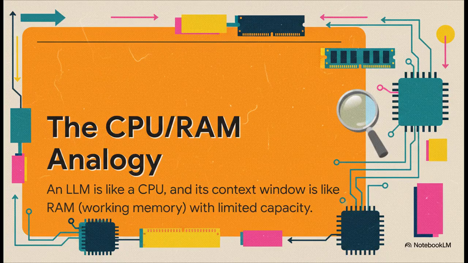To get our heads around this, let's use a really simple but powerful analogy, one that folks like Andrej Karpathy have talked about a lot. Think of a large language model, your GPT-4, your Claude 3, as a super powerful CPU. I mean, it can reason and compute like crazy. But its context window, the space where it holds all the info for a task, that's like RAM. It's lightning-fast working memory, but here's the catch. It's limited, and it's totally volatile.